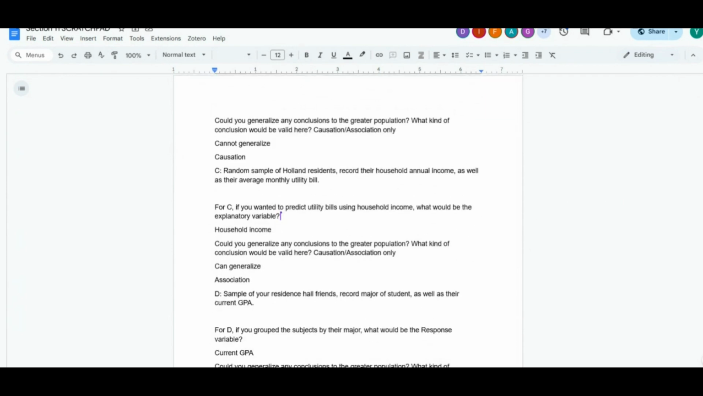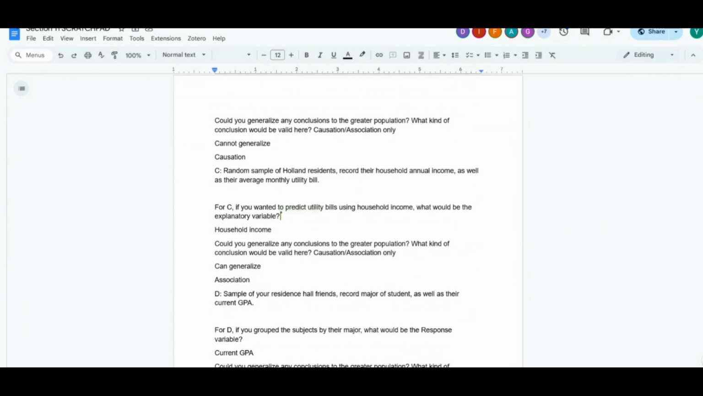Now let's look at C. You have a random sample of Holland residents. You record their household income and their average utility bill. Very good. Okay, it's a simple study. If you want to predict utility bills using household income, what is the explanatory variable? Good. You didn't get tricked by the order of the words. You are trying to predict the utility bill. That's the response. So the explanatory is the other one. Very good. Can you generalize? You can, because you can generalize to all of Holland since we did start off with a random sample.